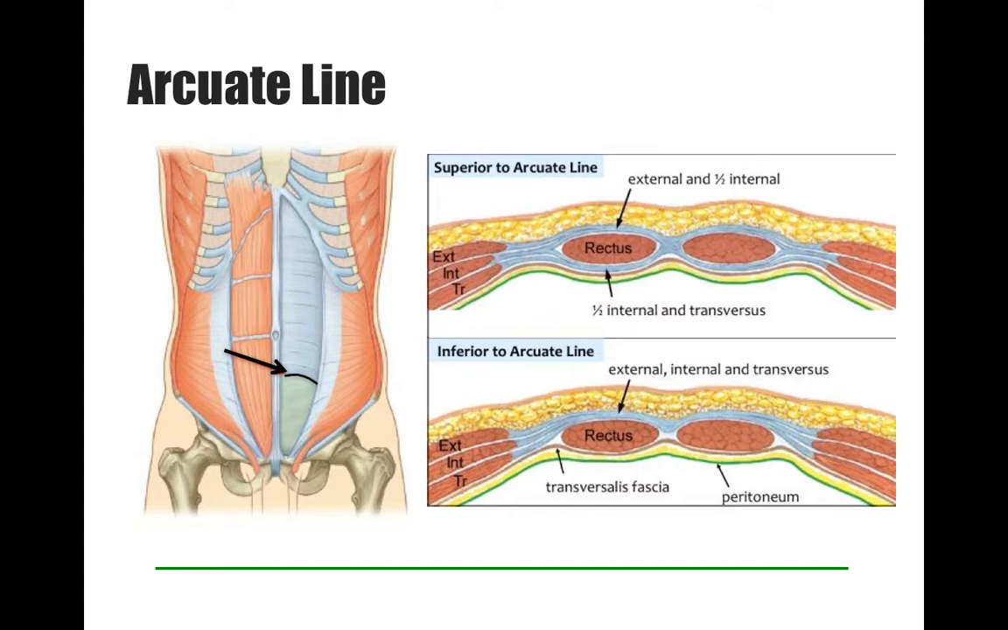So you get a little bit of support anterior right here, but not much support posteriorly to this when you're below the arcuate line. So this is going to be an area of susceptibility to herniations as well in this region.